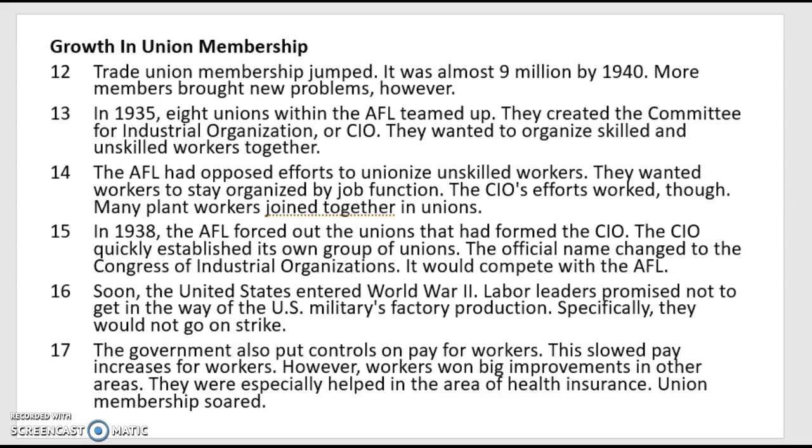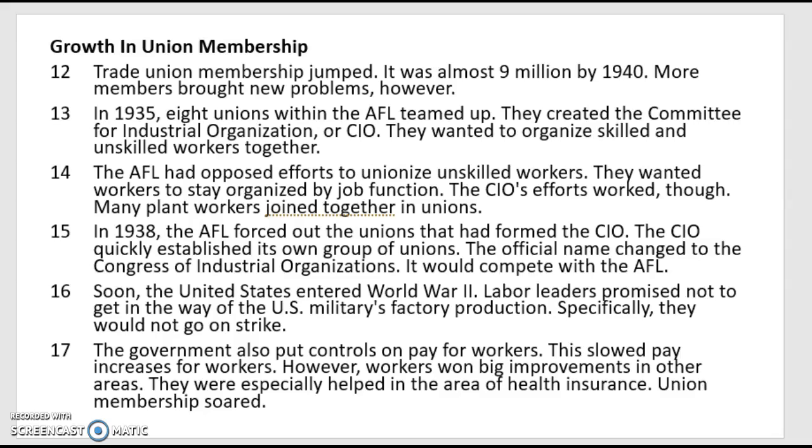So this is part two of a two-part video on relationships and interactions in a text. And I got cut off at the very last minute, but I just wanted to pick up right where I left off, which was growth in a union membership. So I just read that trade union membership jumped.